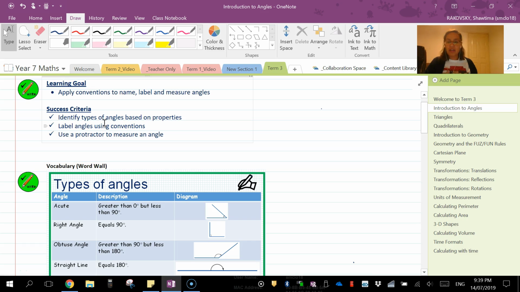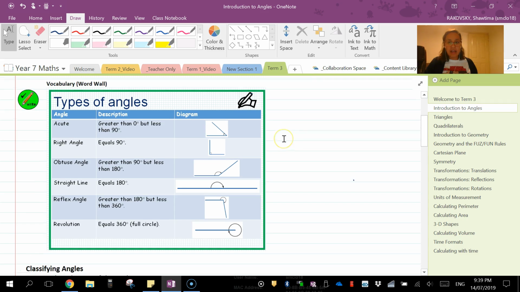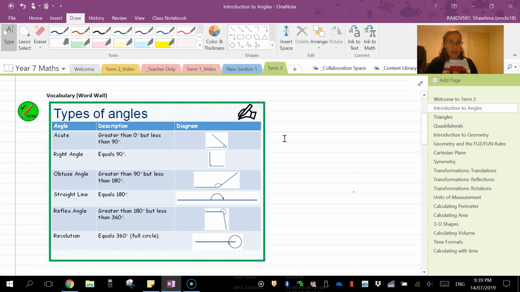Okay, so here's our vocab. Your angles are measured in degrees. How you can think of it is that it's like the space between where two lines intersect, in this case here, or even in this case. So you've got different types of angles. Acute, less than 90, greater than 0.